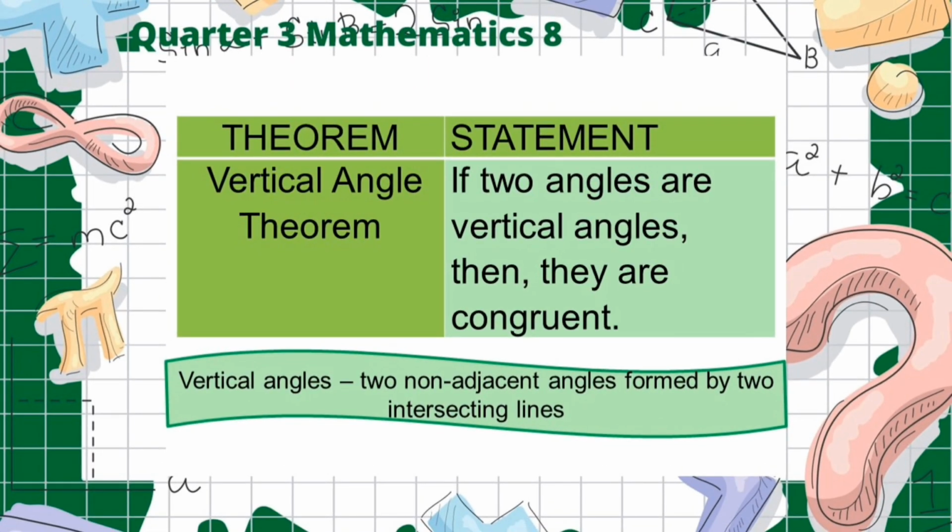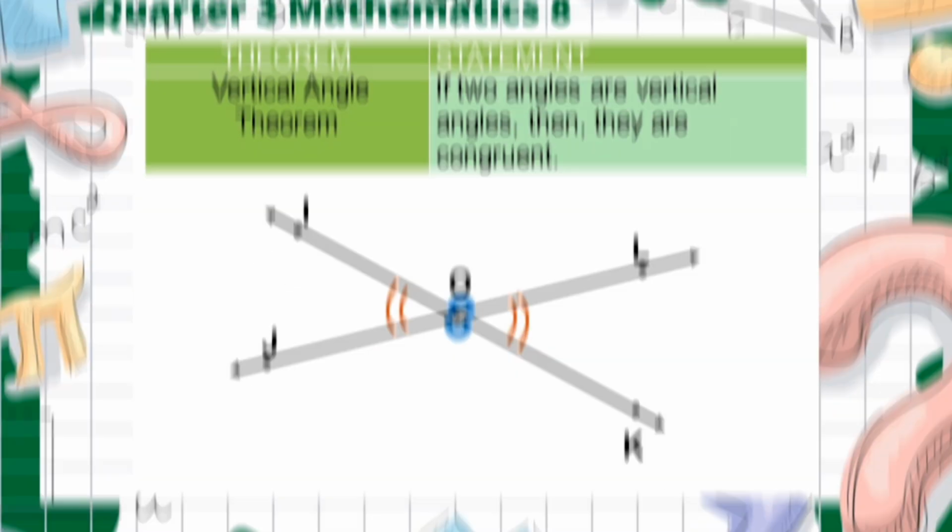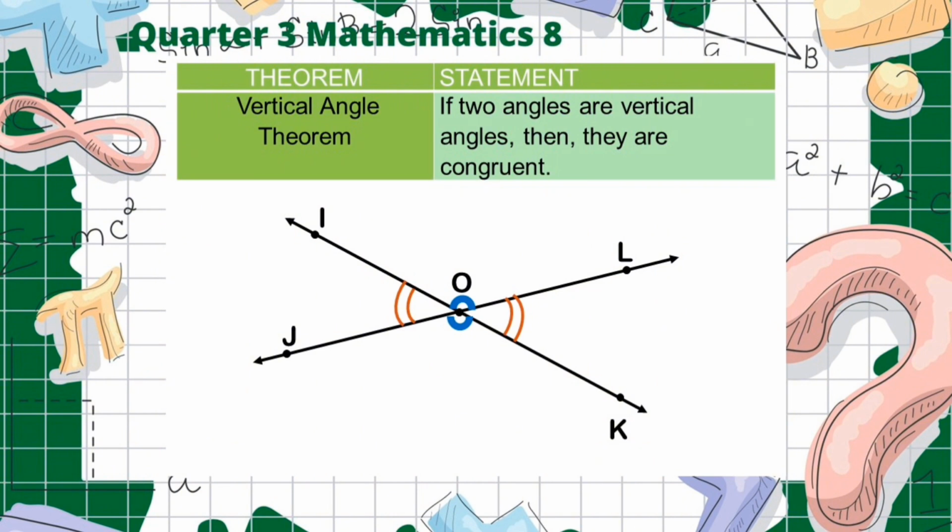Another theorem in geometry is the vertical angle theorem. It states that if two angles are vertical angles, then they are congruent. Vertical angles are two non-adjacent angles formed by two intersecting lines. So this is the illustration of vertical angles. We have two angles, angle IOJ and angle LOK.